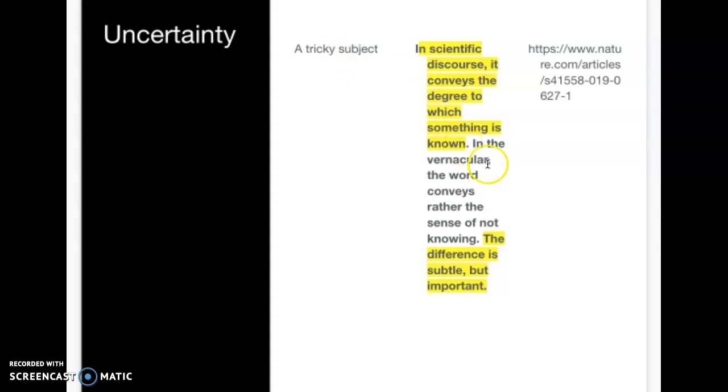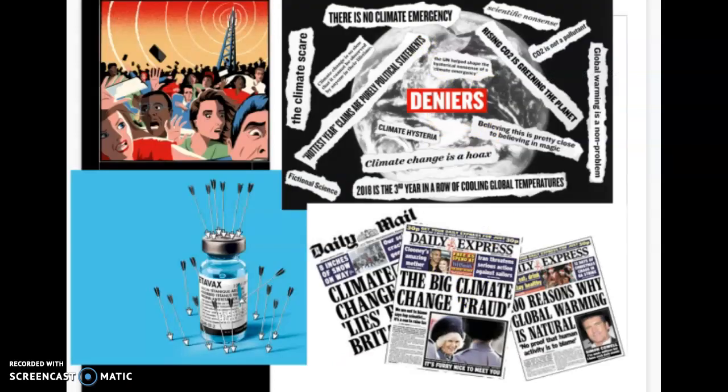Unfortunately, in the vernacular, in everyday use, the word uncertainty conveys a sense of not knowing. The difference is subtle but very important, and ultimately has been exploited over the last few years by deniers of firm scientific conclusions, which each have their uncertainty. There is a 97% confidence in the fact that climate emergency is imminent, 97% being the percentage of scientists that firmly believe that human activity has caused it.